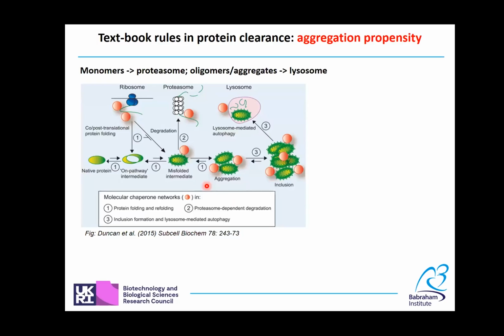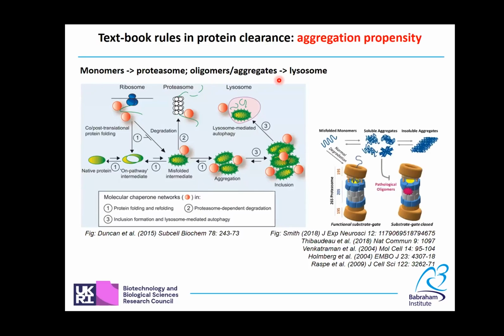And so really quickly, I'm going to go through a couple of what I would call canonical rules governing clearance. One of the first things I learned when I came into this field was the idea that monomers go to the proteasome, whereas oligomers and aggregates go to the lysosome.